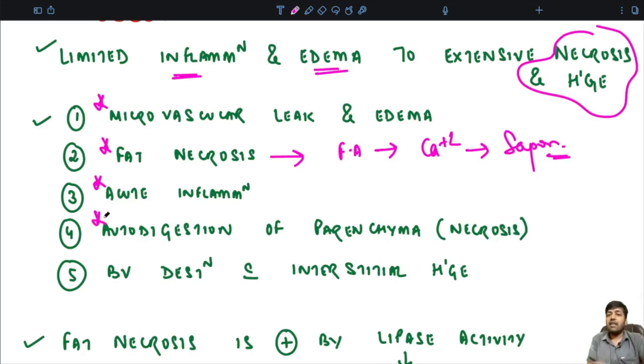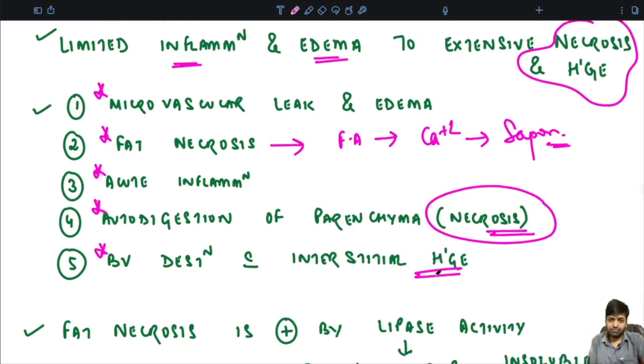Once the enzymes are released, they will cause auto-digestion of the pancreas, the pancreatic acinar cells, or the acinus, which is releasing the exocrine enzymes. So they will be digested, and that will be depicted by the presence of necrosis. Spotty necrosis or sometimes extensive necrosis might be seen. Because these enzymes also act on the elastic fibers of the blood vessels, they will lead to blood vessel destruction as well as interstitial hemorrhage.